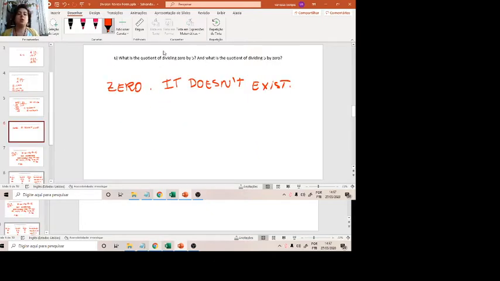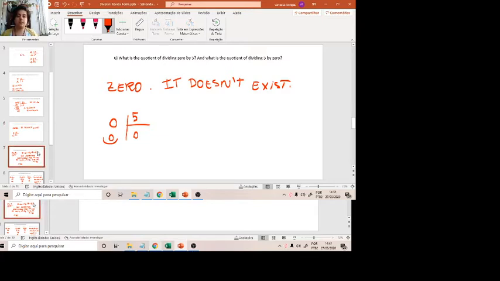Question 6. What is the quotient of dividing 0 by 5? 0 by 5. So the quotient is 0, yeah? And that is an exact result. And what is the quotient of dividing 5 by 0? It doesn't exist. It's not possible, this division.